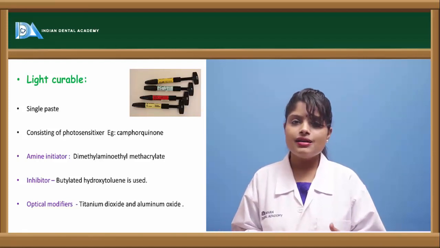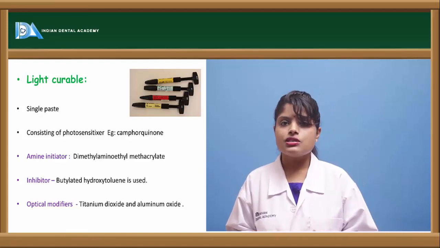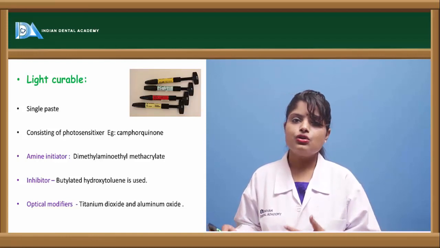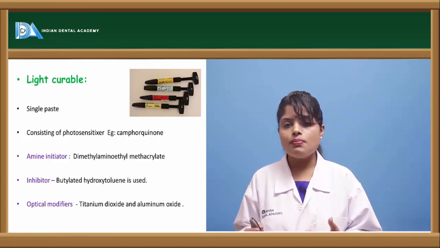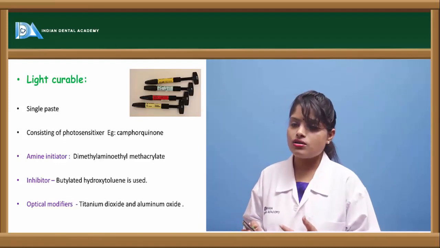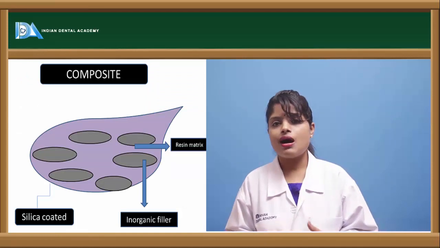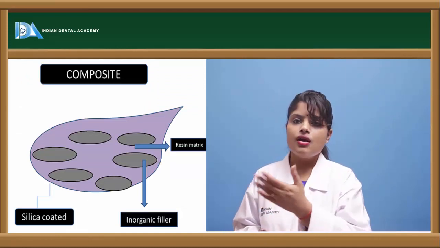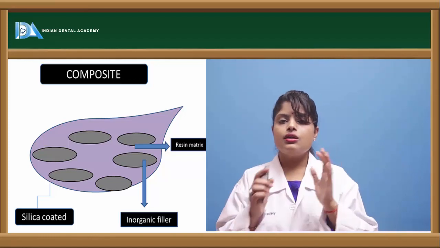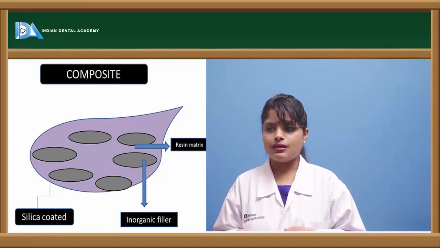the dimethylamino-methacrylate. An inhibitor is added, which is butylated hydroxytoluene, to prevent further polymerization reaction from taking place. Then the optical fillers like titanium dioxide and aluminum oxide are also taken. So the final set mass of composite consists of the resin matrix and the inorganic filler in between. The resin matrix will surround the inorganic filler particles.